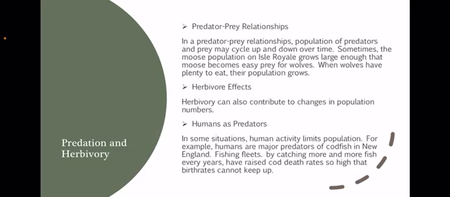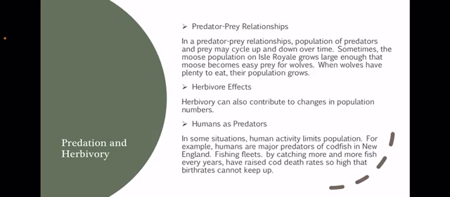Predation and herbivory. Predator-prey relationships. In predator-prey relationships, populations of predator and prey may cycle up and down over time. Sometimes the moose population on Isle Royale grows large enough that most become easy prey. For wolves, when wolves have plenty to eat, their population grows.